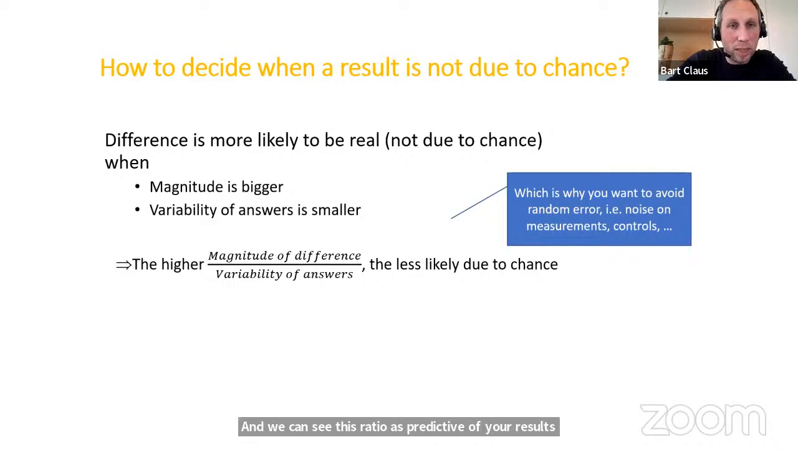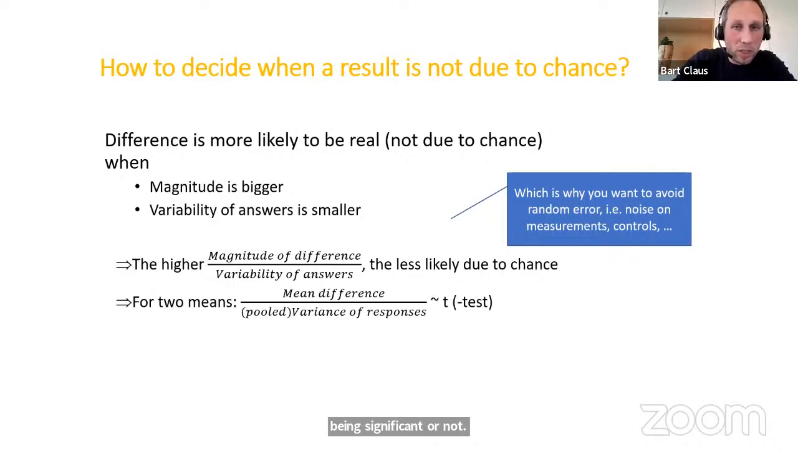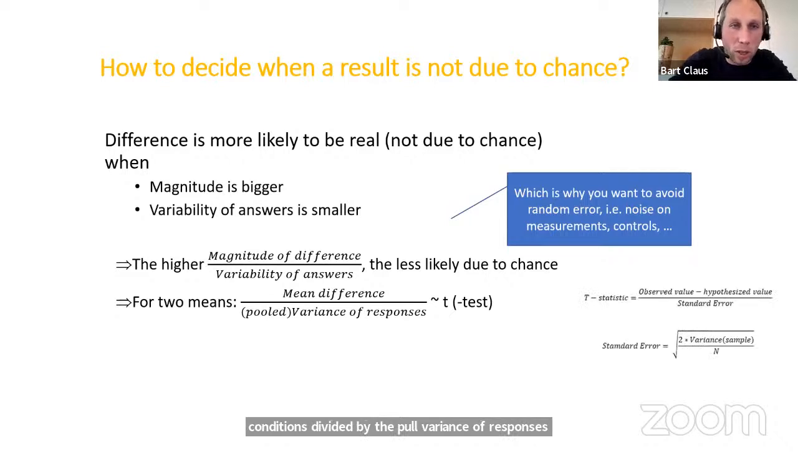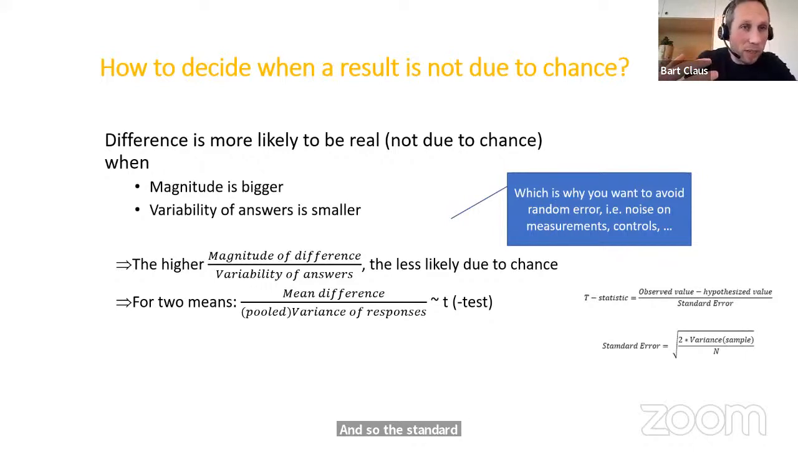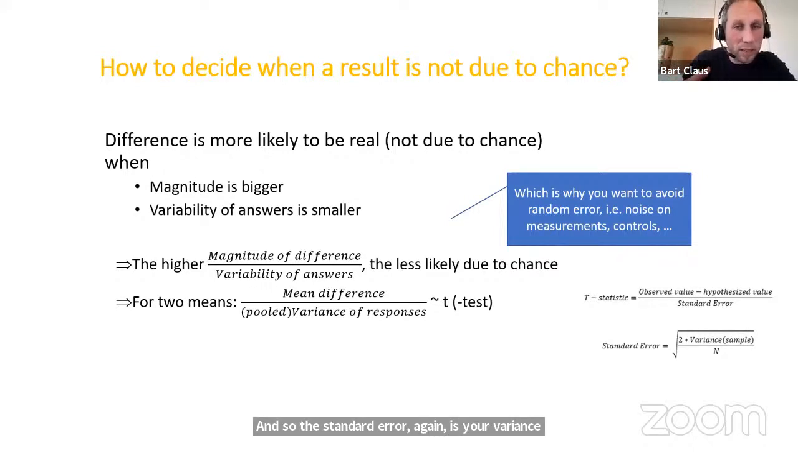And it's interesting to see that this ratio is actually the same ratio that is used to calculate a t-test, right? T corresponds to the mean difference between two conditions divided by the pooled variance of responses, or the mean difference divided by the standard error of means, right? And so this standard error, again, is your variance divided by the square root of your sample size. So we can make a couple of conclusions about that, right?